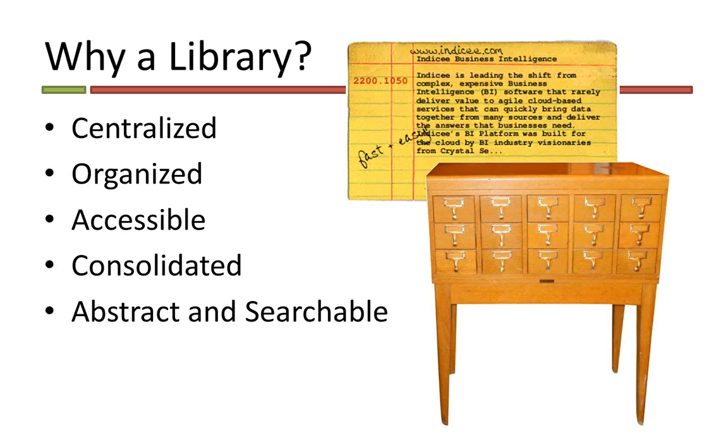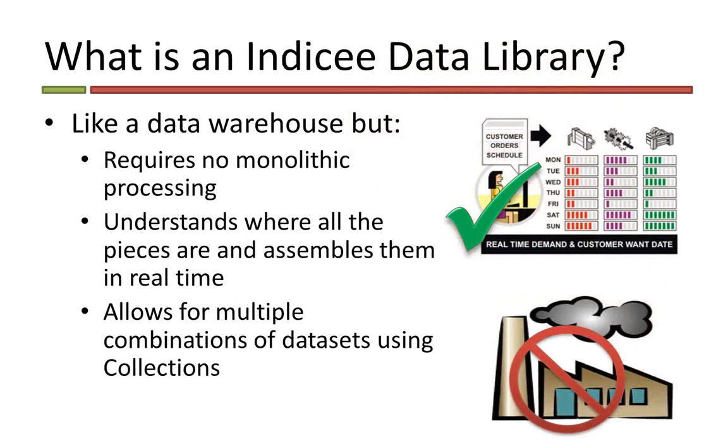And lastly, of course, by centralizing that information, by organizing the information in one location and moving it off of your transactional systems, you're adding value to those operational systems. You're delivering better query performance. You're not negatively impacting your daily solutions, your transactional processing solutions, and that's important. So that's what an Indicee data library brings to the table. That's what a data warehouse brings to the table.